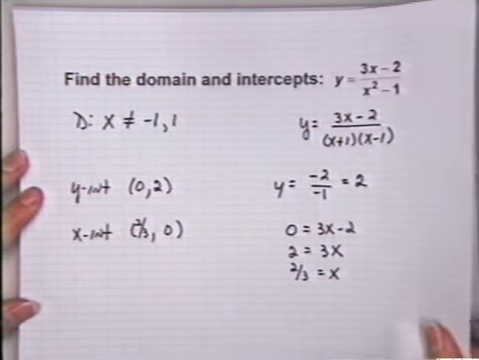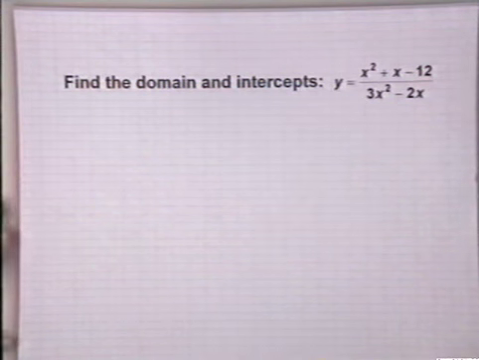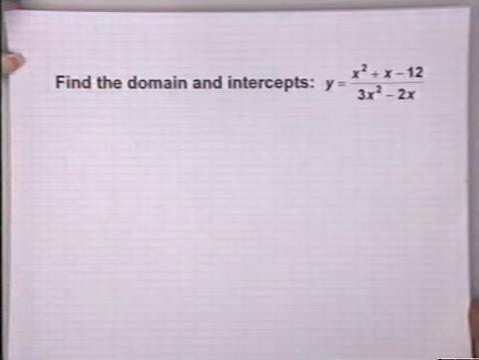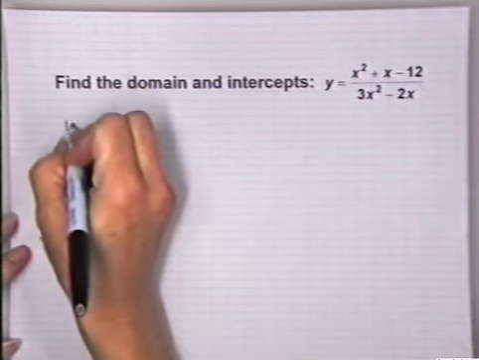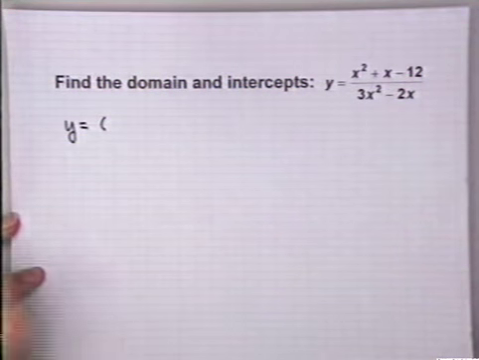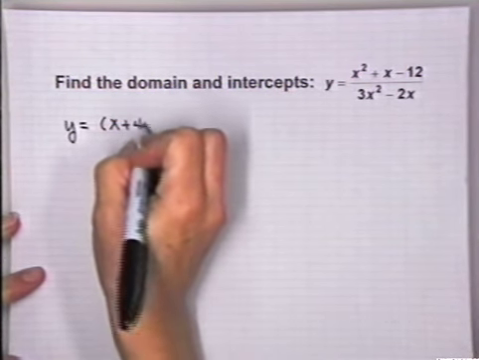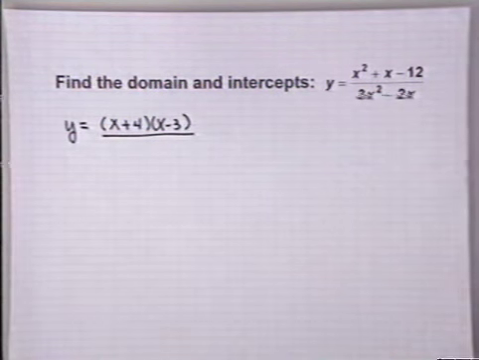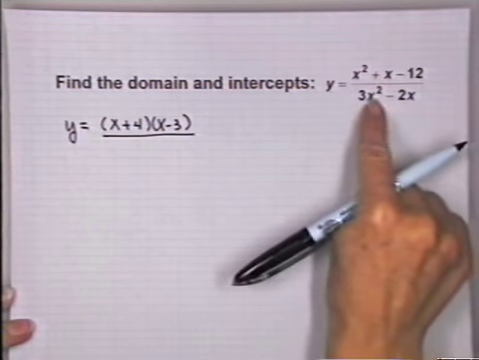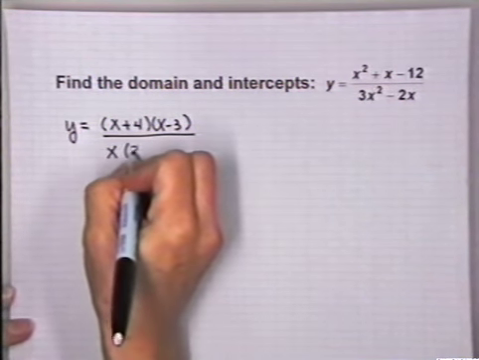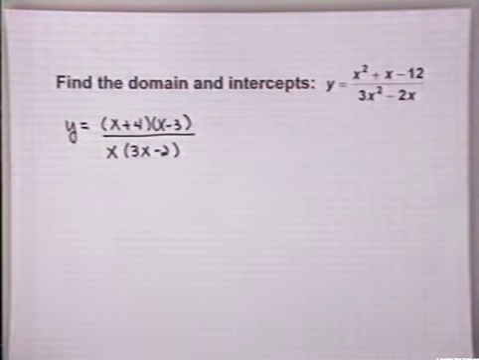I have one more of these problems where we're looking simply for domain and intercepts. Now in this rational function that I have here, I notice that both the numerator and the denominator can be factored. Did you notice that? Let's rewrite our function and let's go ahead and factor both of these. What are the factors up there in the numerator? X plus 4 times x minus 3. Did everybody see that? And then notice in the denominator, I just have a common factor of x in these two terms. So I'm going to factor out x, which leaves 3x minus 2.